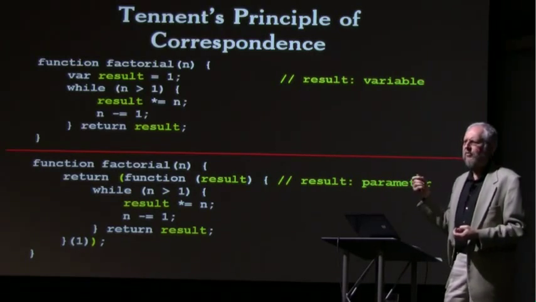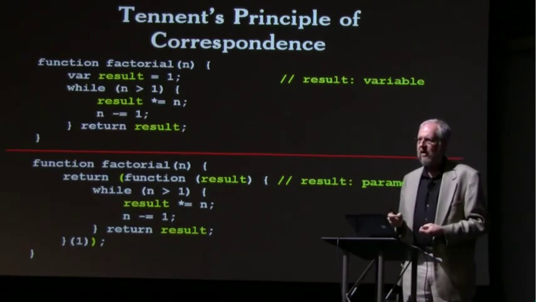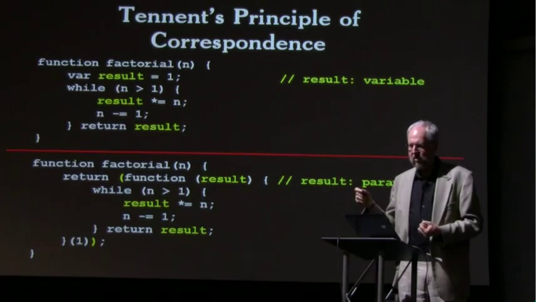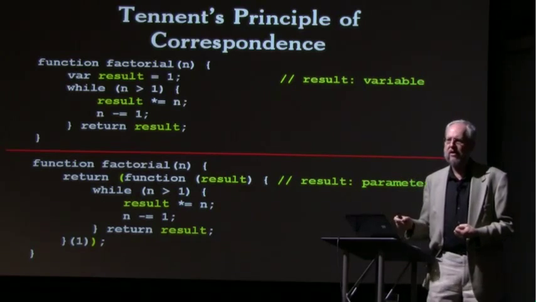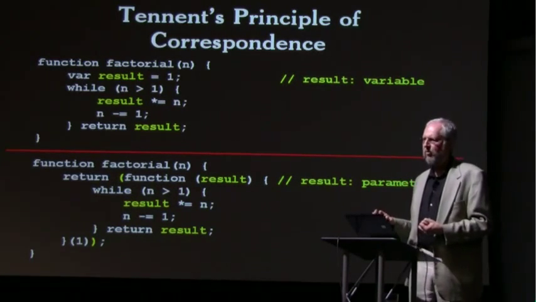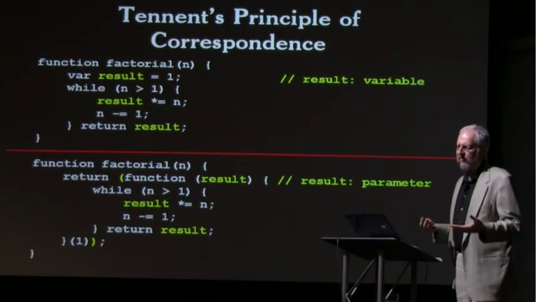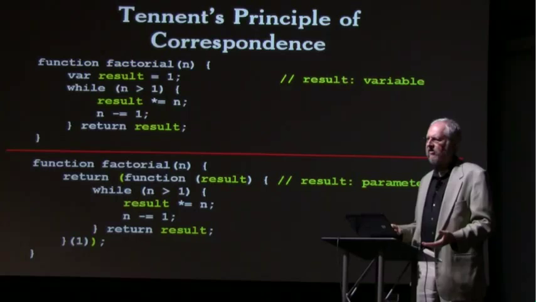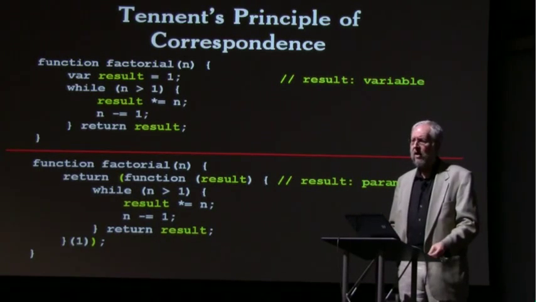Here I have two versions of the factorial function that do exactly the same thing. The only difference is one of them uses a variable and the other uses a parameter to represent result. Otherwise, they're exactly the same. Tennant wrote a book called The Principles of Programming Languages, in which he demonstrated the principle of correspondence, which was a correspondence between variables and parameters. And JavaScript demonstrates it really well.